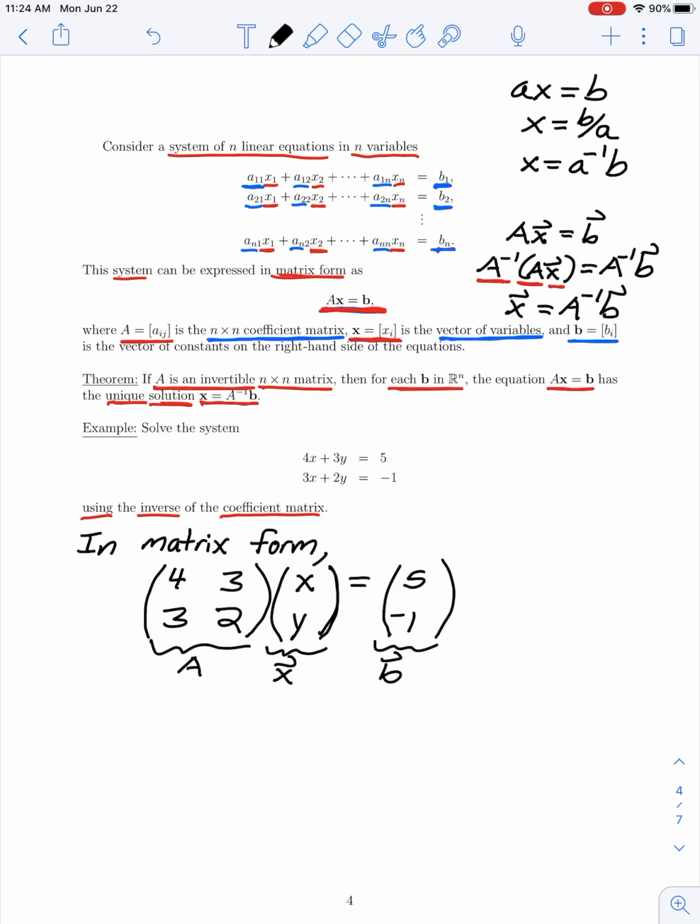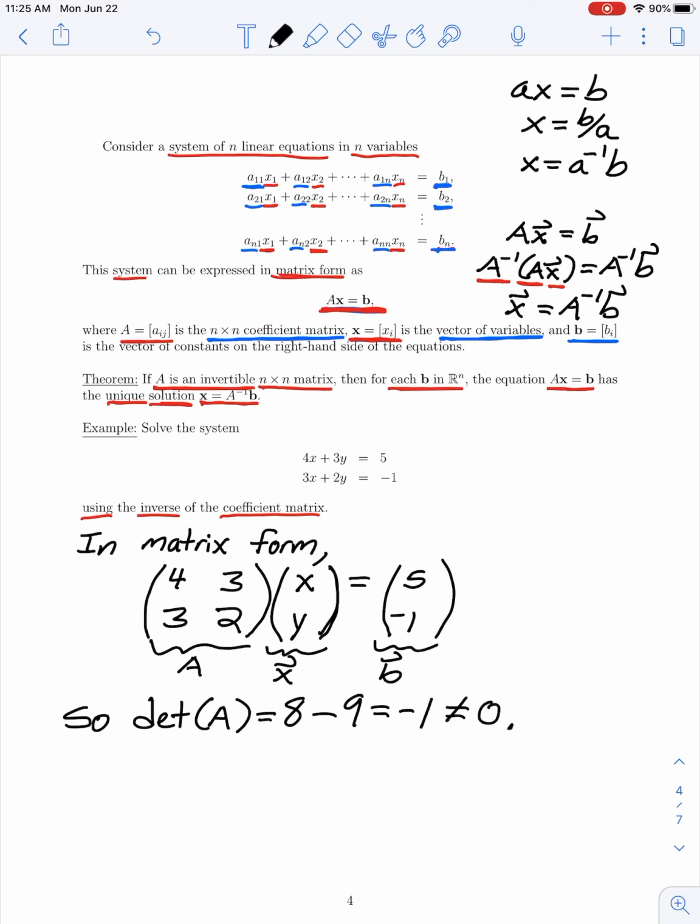Now, how do we tell whether a 2 by 2 matrix is invertible? Well, we could look at its determinant. So here, the determinant of A would be the product of the diagonals, so 4 times 2 is 8, minus the product of the off diagonals. So 3 times 3 here gives us 9. And our determinant is -1, which is certainly non-zero.